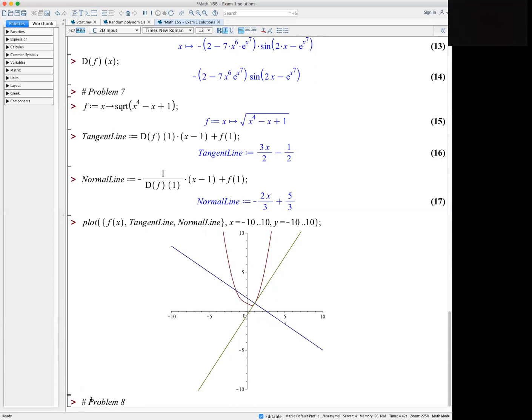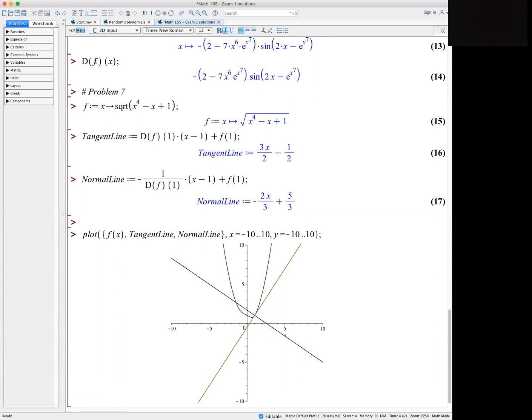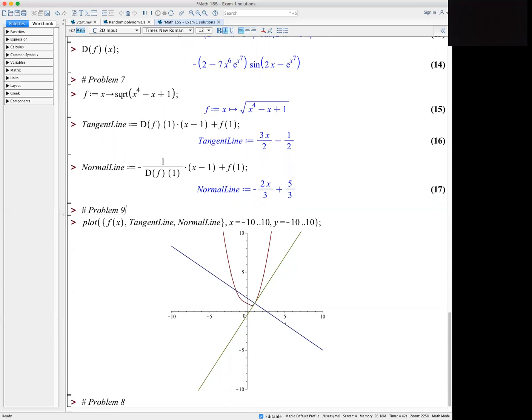Oh, I'm sorry. I actually conflated two problems. Problem 7 was to compute the tangent line and the normal line. And this was problem 9, to plot the two of them together. So the next one, sorry, problem 7 was the computing, this is problem 8, this is problem 9.